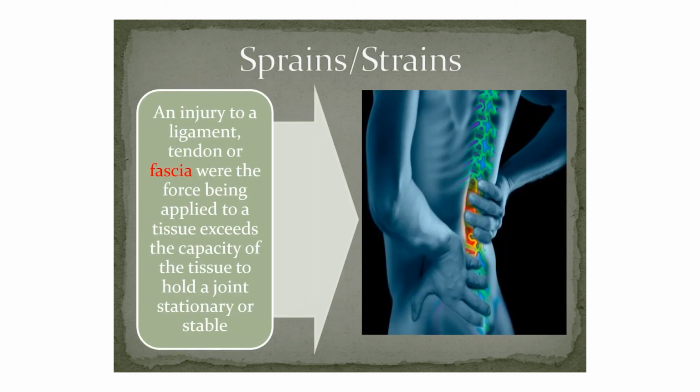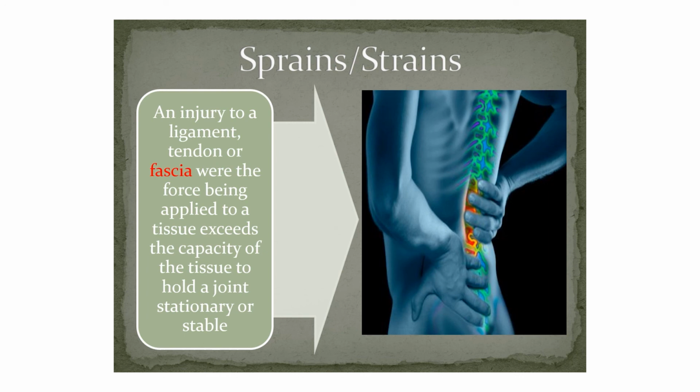The first one is something called a sprain or strain. And in reality, what a sprain or strain is, it's an injury to a ligament, tendon, or even the fascia, where the force being applied to it exceeds the capacity of the tissue to hold the joint stationary or stable. In other words, we're taking that tissue, be it a ligament, tendon, even a muscle, and we're taking it beyond its capacity, and we are physically tearing it. So a sprain and strain is a polite way of saying we've torn something.